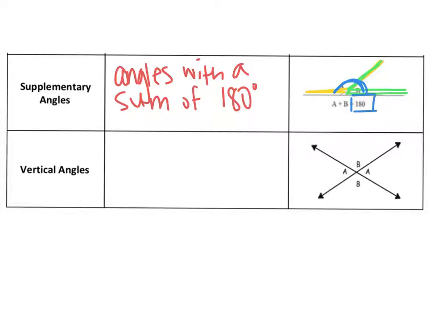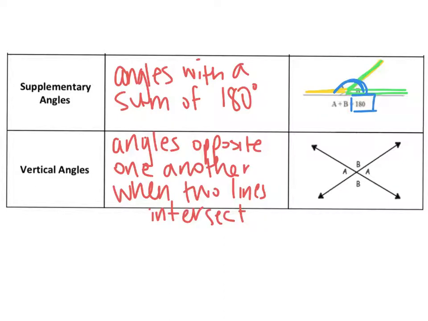The last type of angle that we have are called vertical angles. And vertical angles are simply angles that are opposite of each other when two lines cross. In this example, you can see that we have two lines that intersect here and here. If we take a look at those two lines that intersect, we have angle A here and this angle A as well, and these are actually equal to one another. So vertical angles are also equal to one another, or congruent.